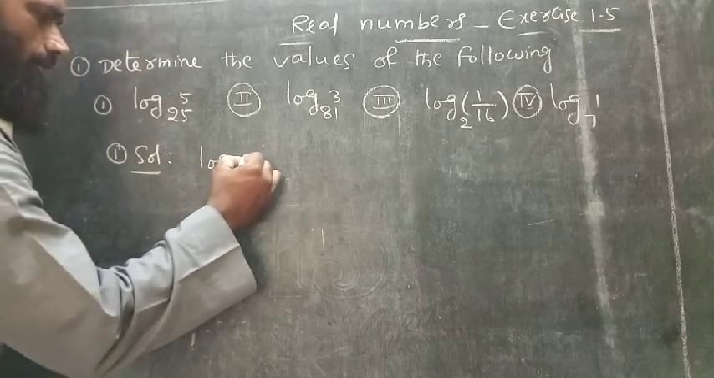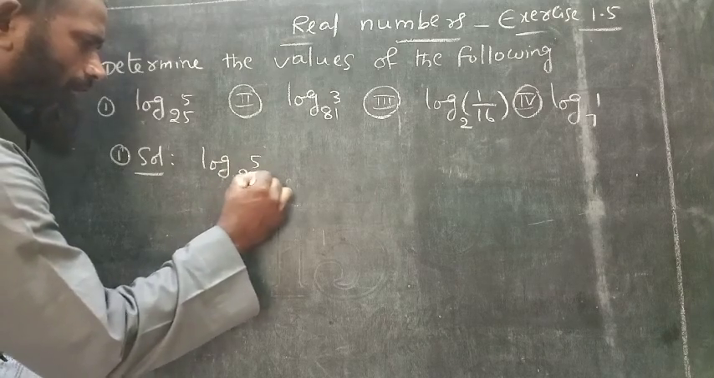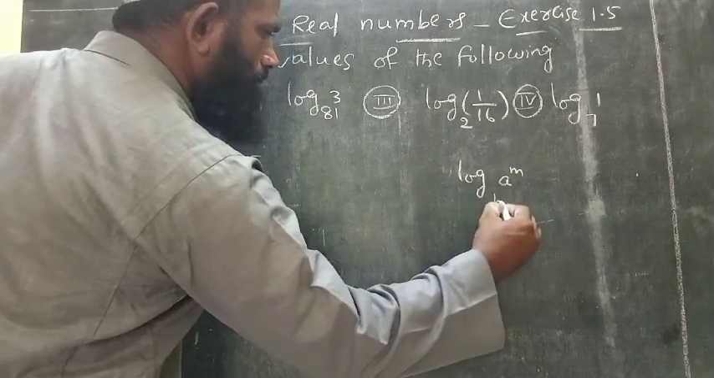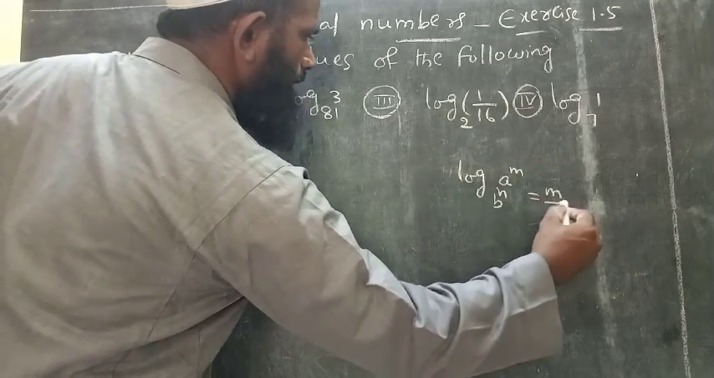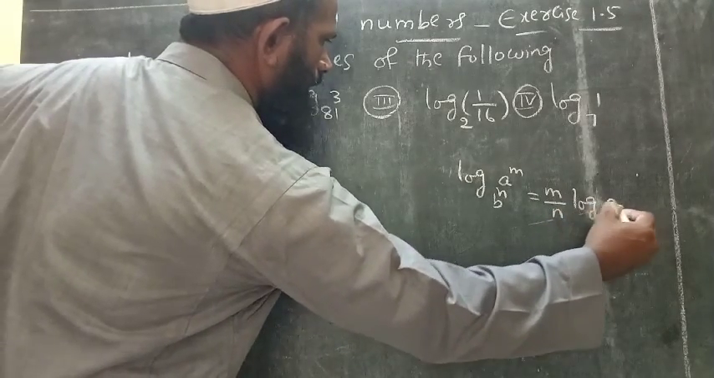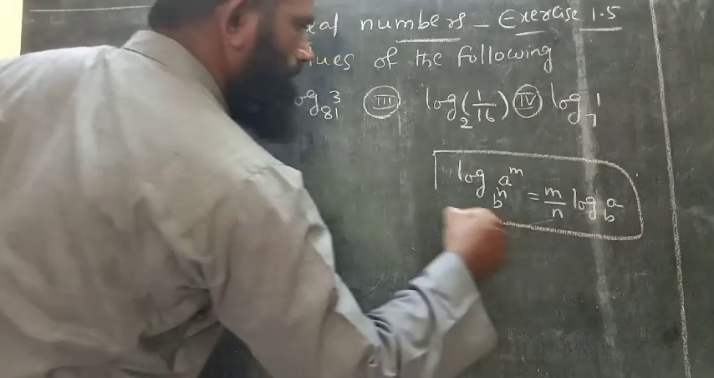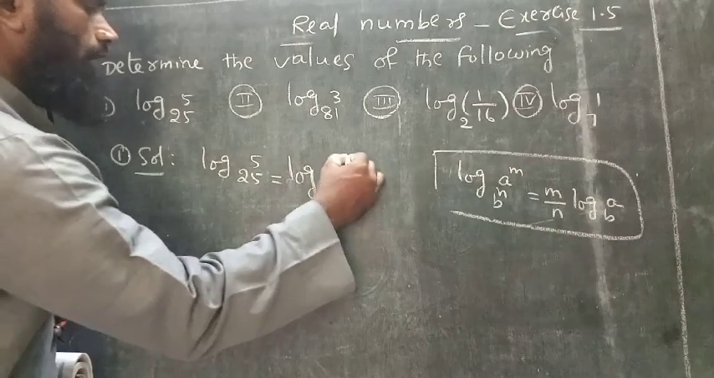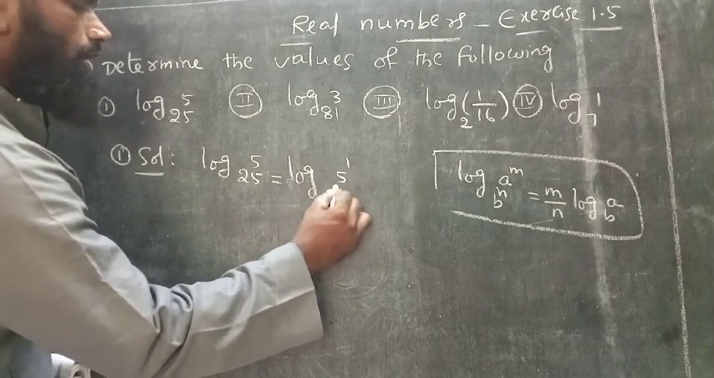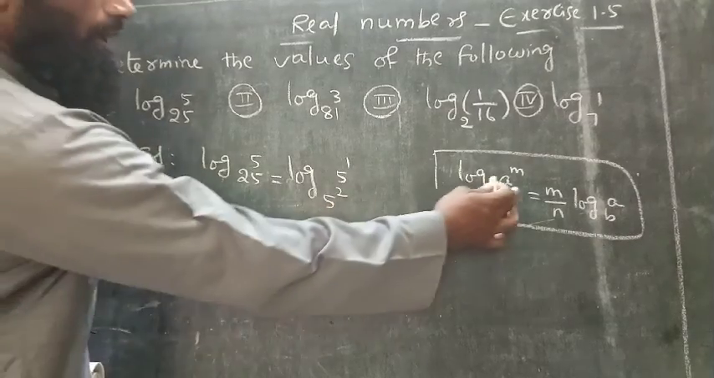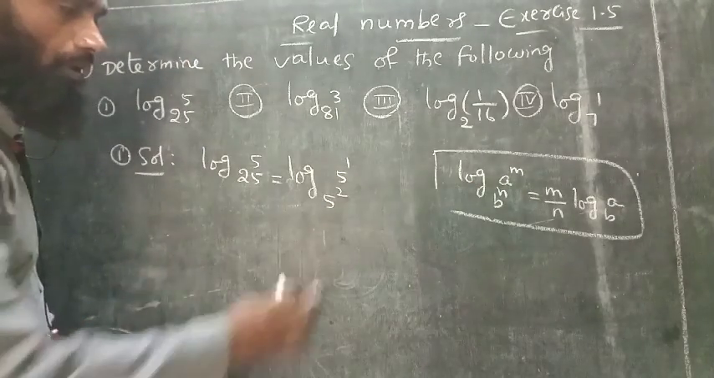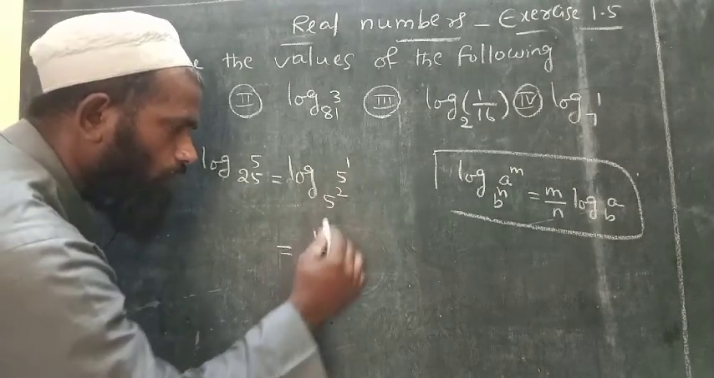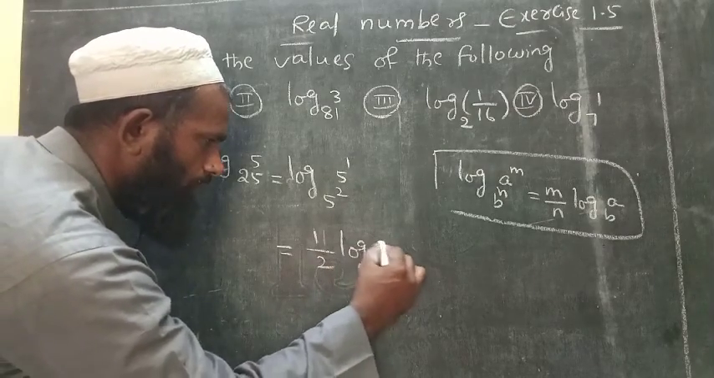Log 5 base 25. We know the formula: log a power m base b power n equals m by n log a base b. From this, 5 can be written as 5 power 1, and 25 can be written as 5 square. Now it looks like log a power m base b power n. What is the formula here? m by n. That is nothing but 1 by 2 log 5 base 5.